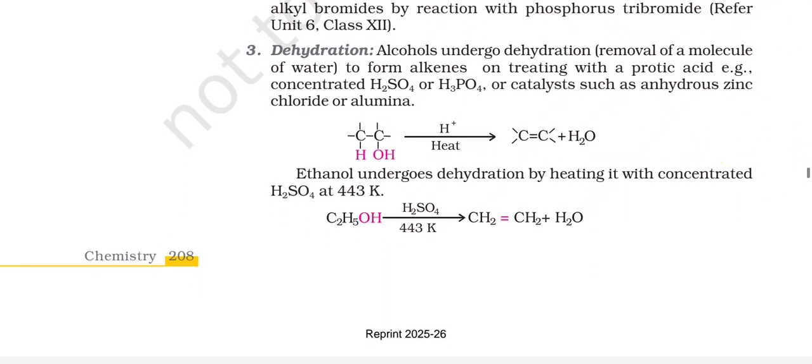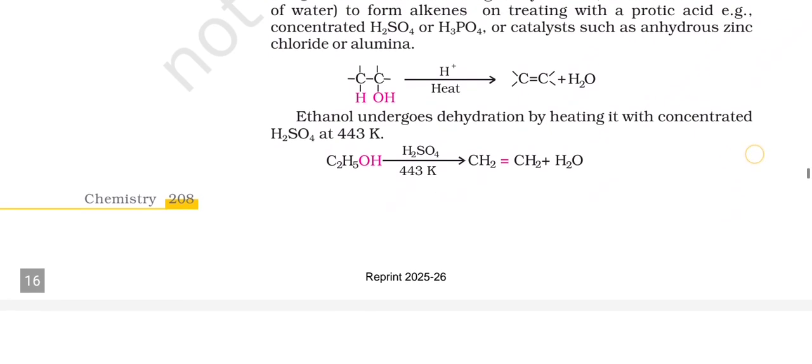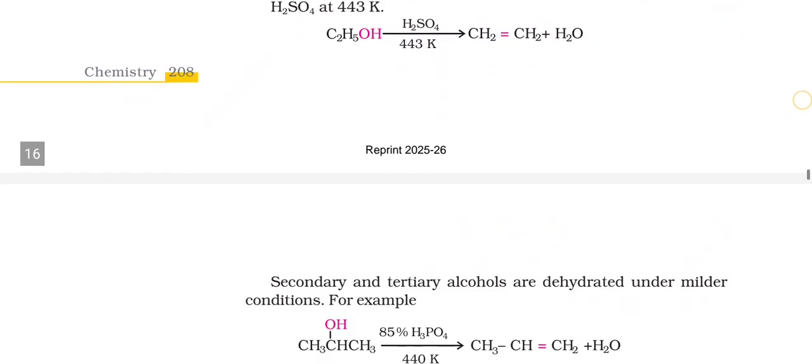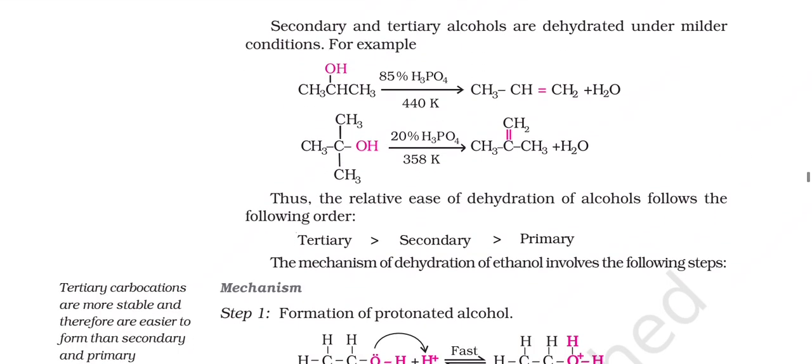Reaction with phosphorus trihalides. Alcohols are converted to alkyl bromides by reaction with phosphorus tribromide. Dehydration. Alcohols undergo dehydration to form alkenes on treating with a protic acid, for example concentrated H2SO4 or H3PO4, or catalysts such as anhydrous zinc chloride or alumina.